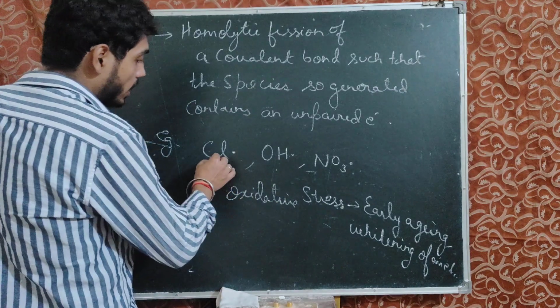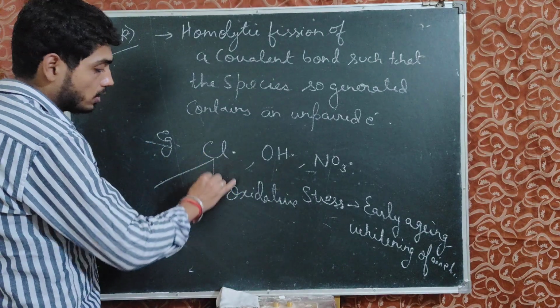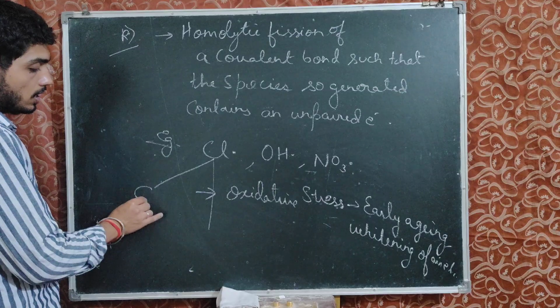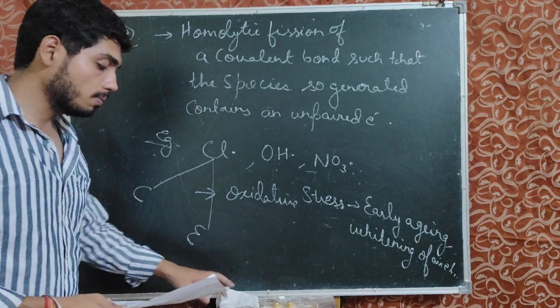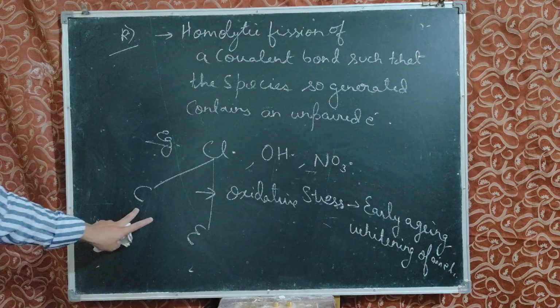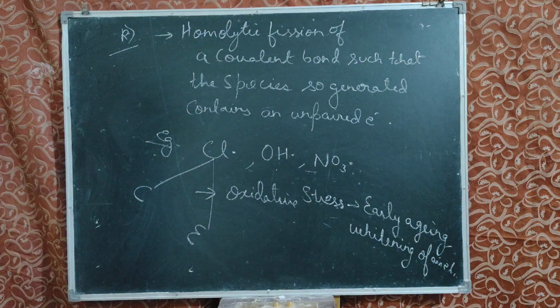What are antioxidants which can eliminate the free radicals in the body? I've already told you vitamin C and vitamin E. Vitamin C and vitamin E are the two vitamins which can stop the generation of free radicals in the body.